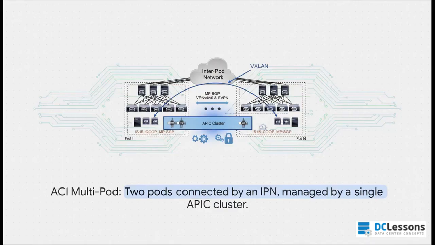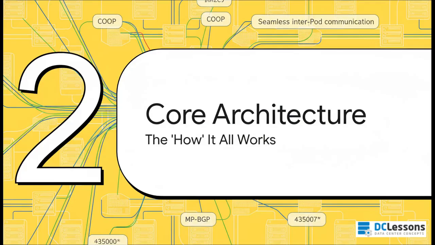And this picture gives us that perfect bird's eye view. You see the individual pods, right? Each one is its own leaf and spine fabric. They're connected over this dedicated backbone, the Interpod Network, or IPN. And the real magic, the thing that ties it all together, is that single, stretched APIC cluster that gives you that unified management. All right, now let's pop the hood and see how this thing actually works.